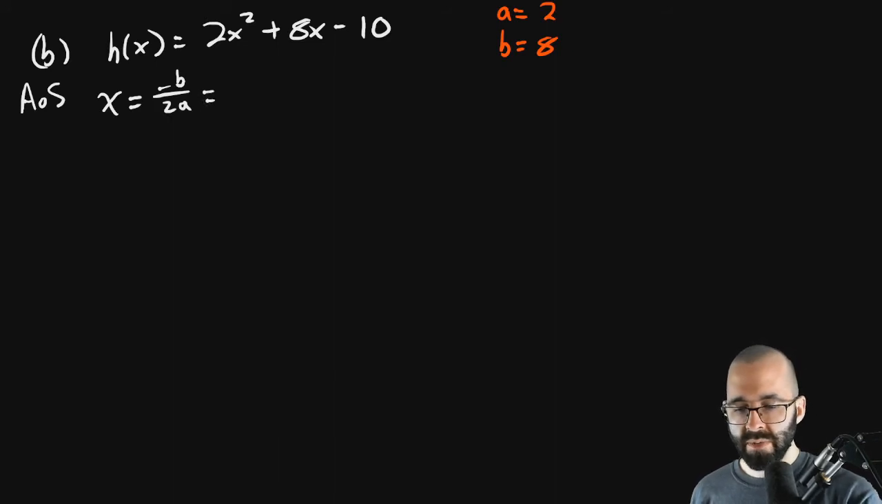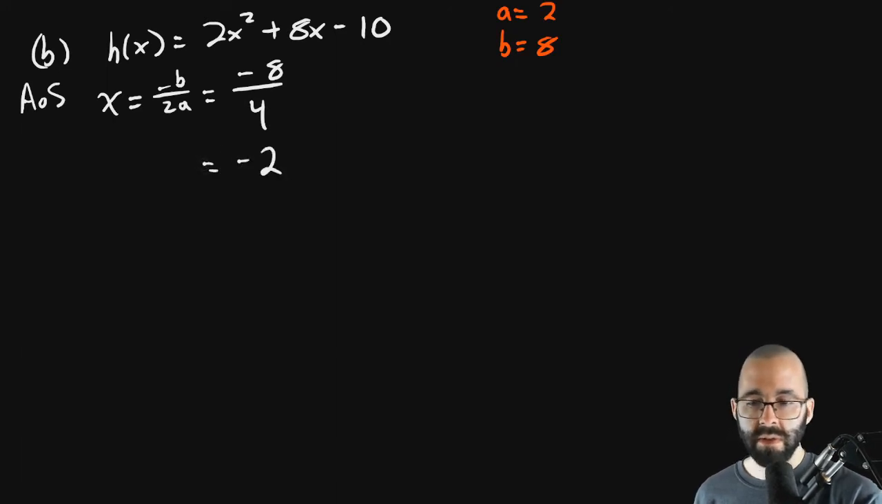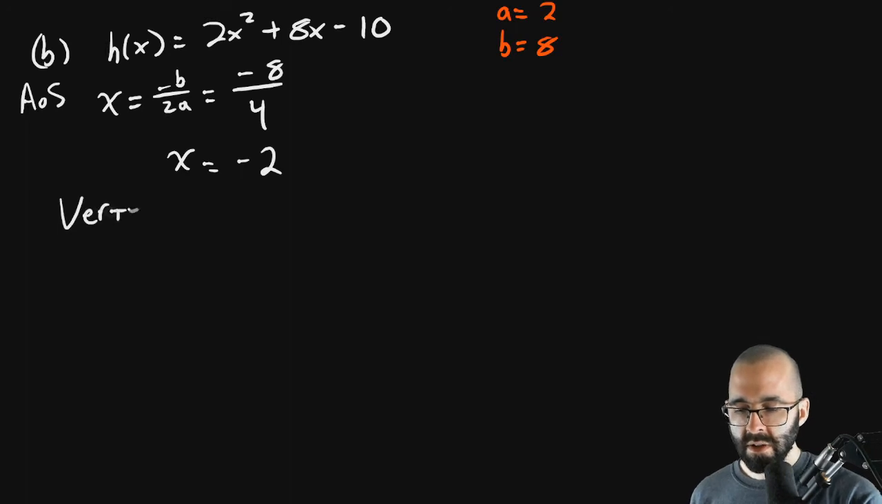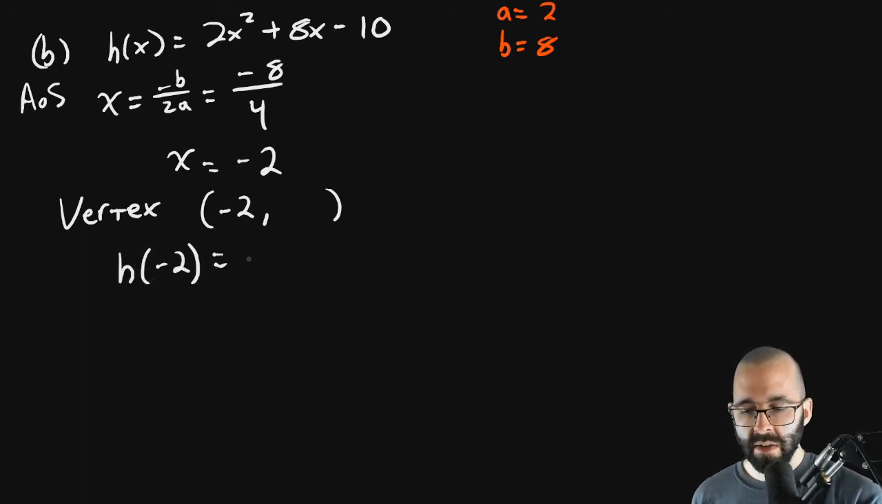So plug that in. Negative b is negative 8. 2 times a is 4. It simplifies down to negative 2. That's where our axis of symmetry is for this graph. The vertical line at negative 2. So the vertex is just on the axis of symmetry. To find the y value, let's just plug in negative 2 and find the y value.